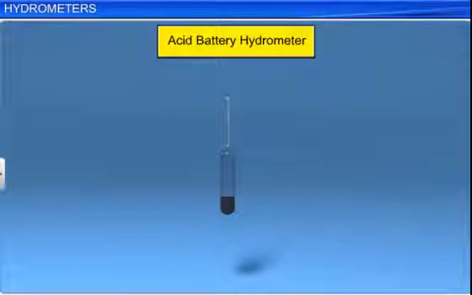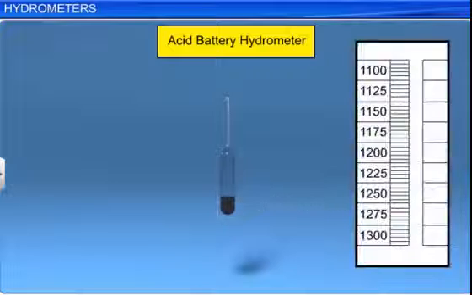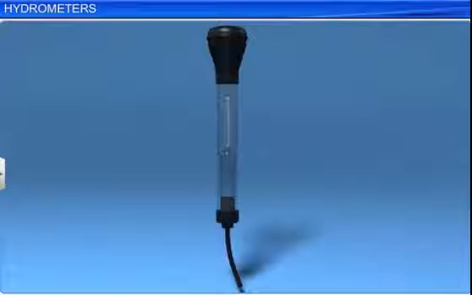An acid battery hydrometer consists of a small hydrometer with a short stem and a heavy gravity bulb. The graduations on the stem are marked from 1100 kg per meter cube to 1300 kg per meter cube. This hydrometer is placed in a cylindrical glass tube provided with a nozzle at one end and a rubber bulb at the other.